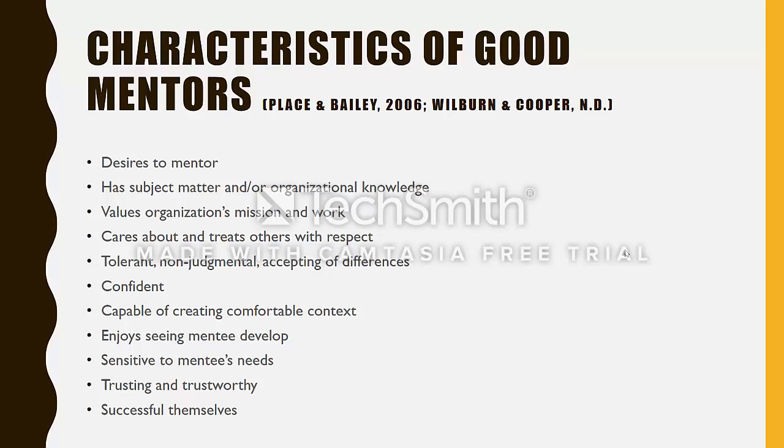And how about a mentor who's capable of creating a comfortable context? Remember in the Dunham and Pierce diagram that I showed you very early on in this presentation, context is important to the mentoring relationship. How important is it to you that you have a mentor who's capable of creating a very comfortable context with which you will work with that individual?